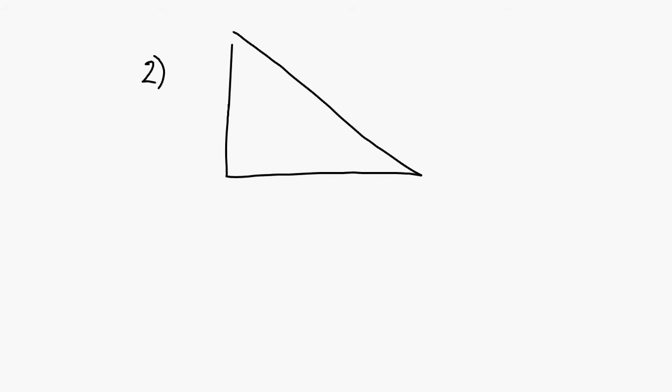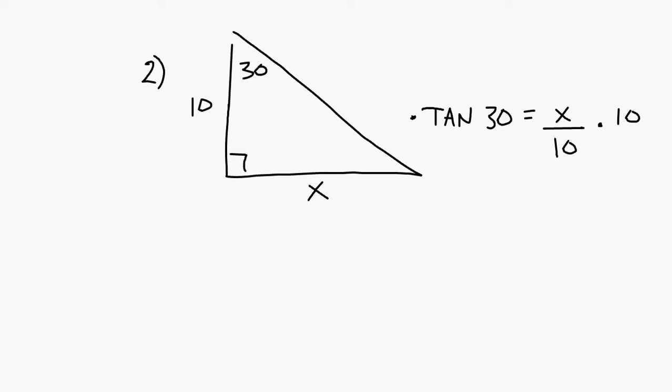Number 2, you're given a 30-degree angle, a 10 and an x. Again, you're dealing with opposite and adjacent. So tan 30 equals opposite over adjacent. If it says quiz 5 study guide, that's the one you want. In this case, you're going to multiply both sides by 10. These 10s will cancel. So 10 times tan 30 and 5.8 equals x.